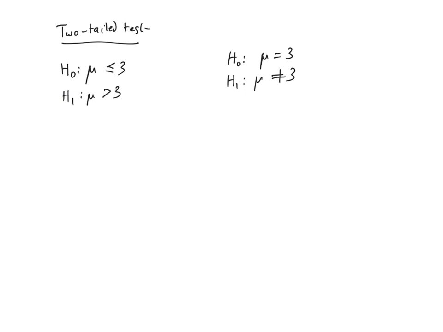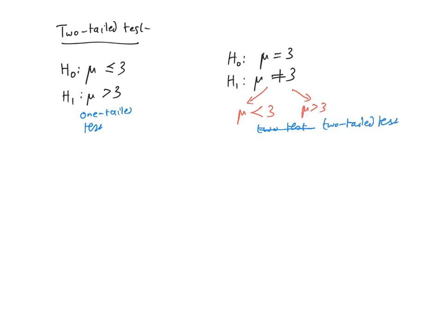And if we look at the alternative hypothesis there, that splits up into mu less than 3 and mu greater than 3. How is mu different from 3? It could be less than 3 or it could be greater than 3. And this one is referred to as a one-tailed test. And this is referred to as a two-tailed test.